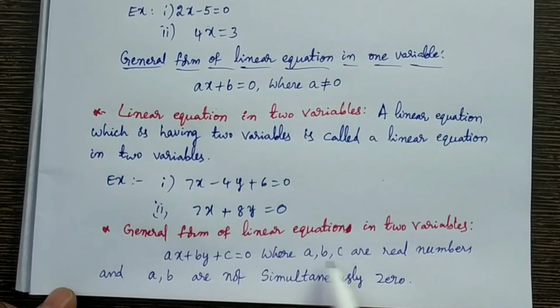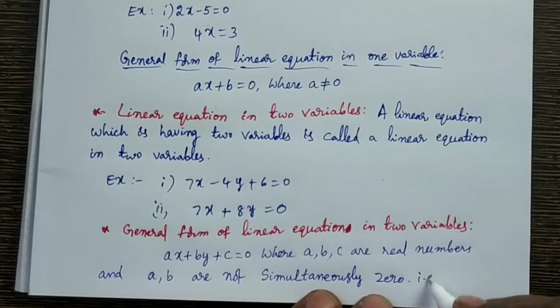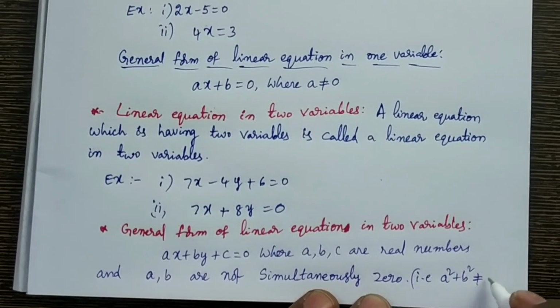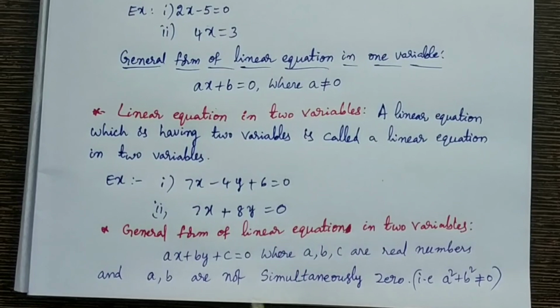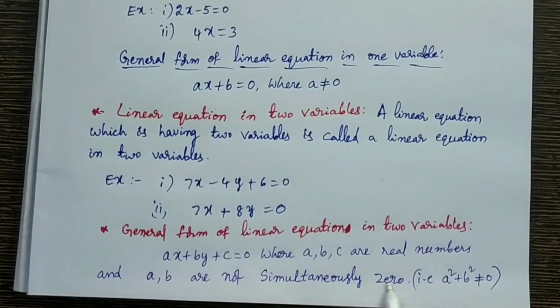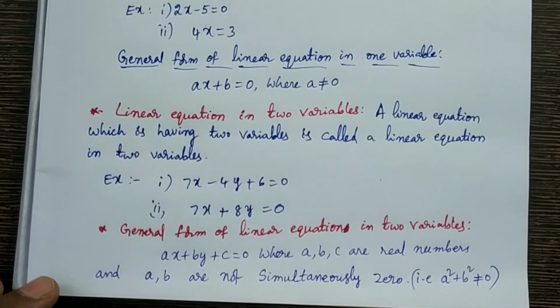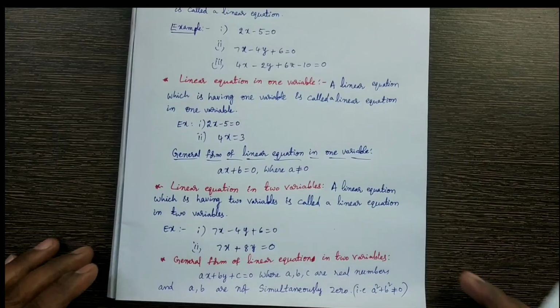In place of saying a and b are not simultaneously equal to 0, we can write a square plus b square is not equal to 0. In place of a, b not simultaneously 0, you can write a square plus b square is not equal to 0 also. So this is the introduction of linear equations in two variables.